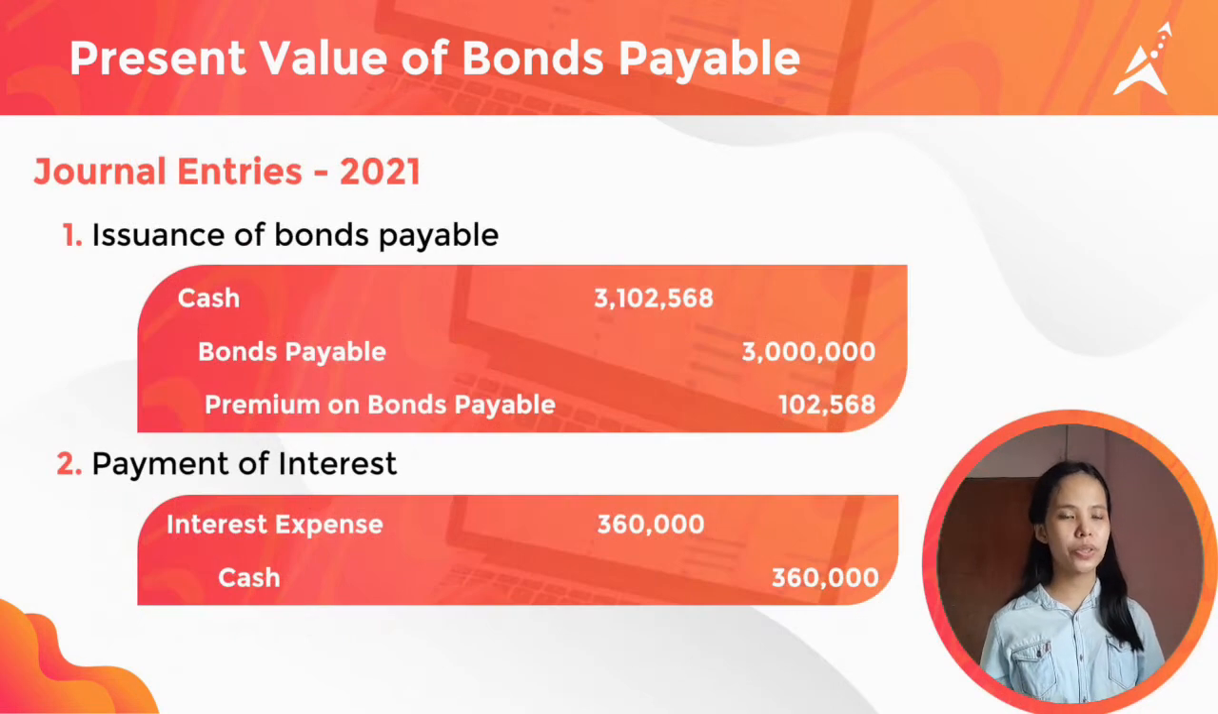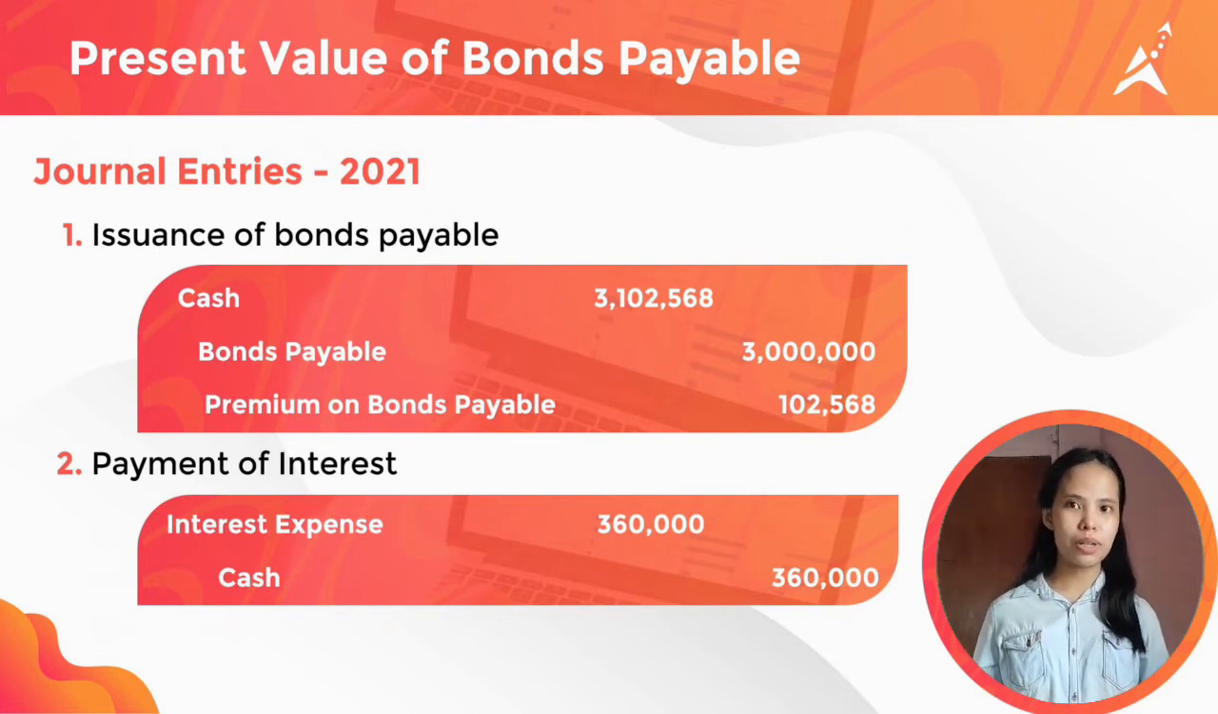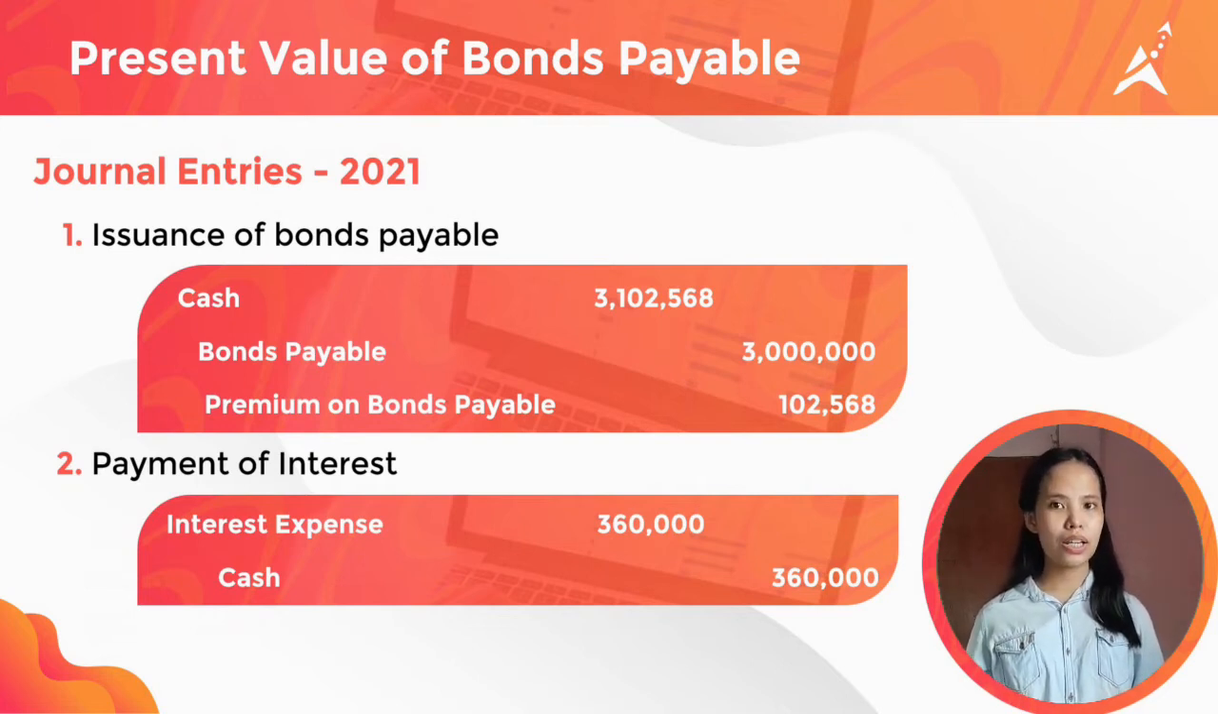So here are the journal entries for the year 2021. The first journal entry for the issuance of bonds payable: debit cash 3,102,568, credit bonds payable 3 million, credit premium on bonds payable 102,568. Second journal entry for the payment of interest: debit interest expense 360,000, credit cash 360,000.